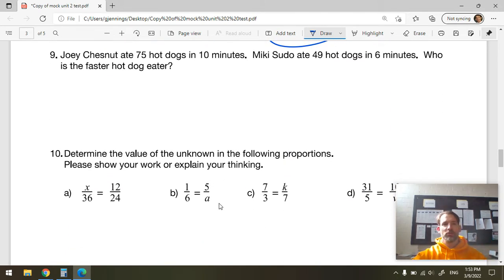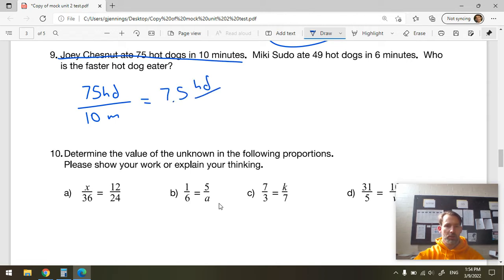Okay, now we want to find out who's the faster hot dog eater. Okay, so this is 75 hot dogs per 10 minutes. Okay, that's for Joey Chestnut. All right, and so that's 7.5 hot dogs per minute is what he's eating. Miki Sudo, who is the women's champion, I think she probably took 10 minutes as well, but I changed this to make it mathematically more interesting. Ate 48.5, but I said 49 because why not?